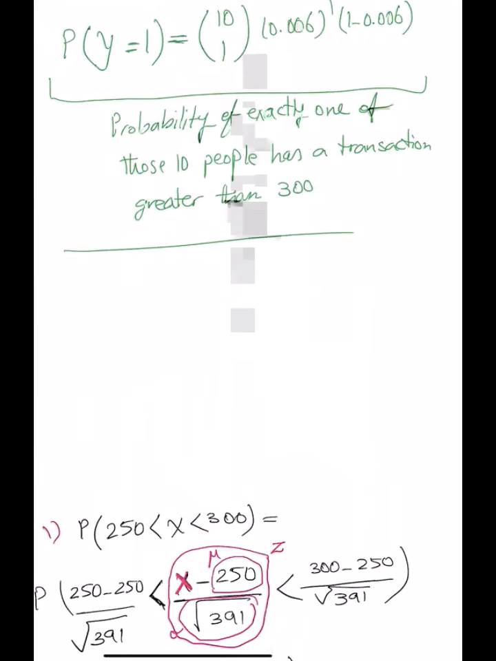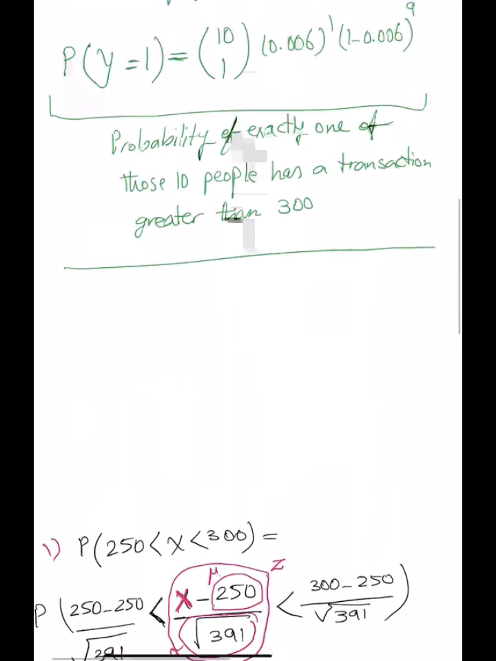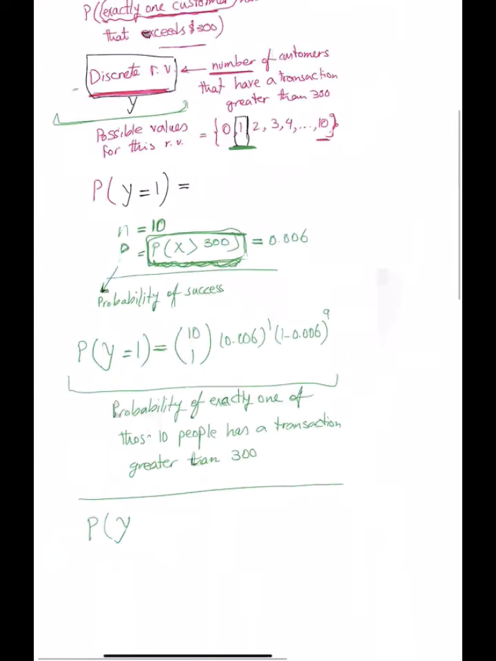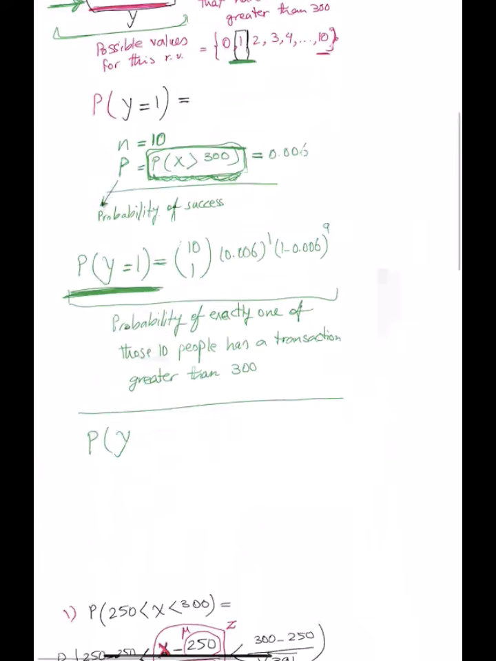Okay, so if I want to calculate the probability of at least one customer having a transaction greater than 300, how should I write it? This is my random variable Y that looks at the number of customers, right? That's my random variable Y. But instead of exactly one customer, which we calculated here, I want to calculate the probability of at least one customer has a transaction. It's greater than or equal to? Greater than or equal to 1 or 2.